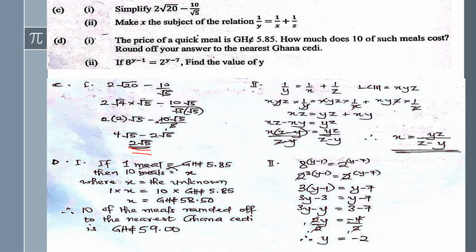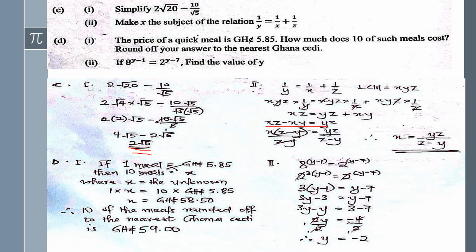II, we have to make X the subject. We find the LCM, we cancel through, and we get to a point where we would have to factorize or group all the X terms on one side, since we want to make it the subject. So we factorize it, and then we have X standing alone, and X will be equal to YZ all over Z minus Y.